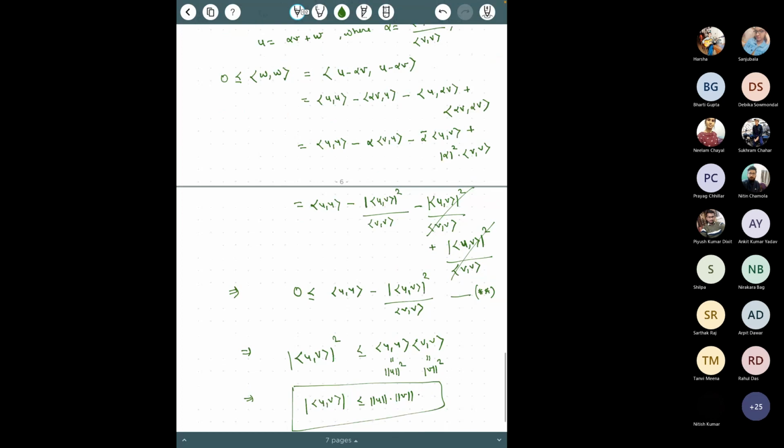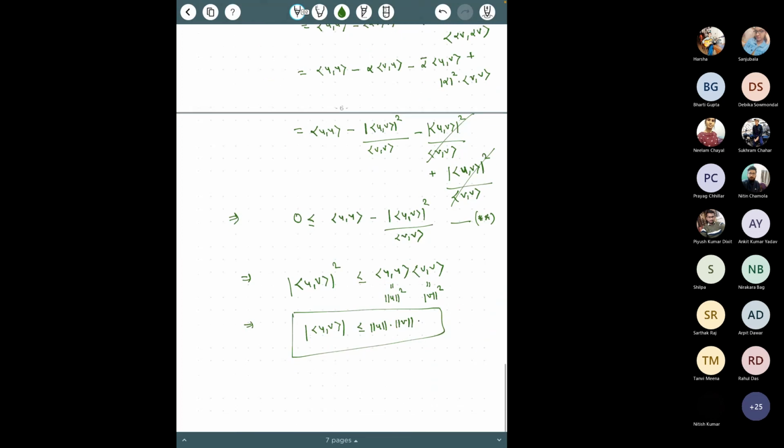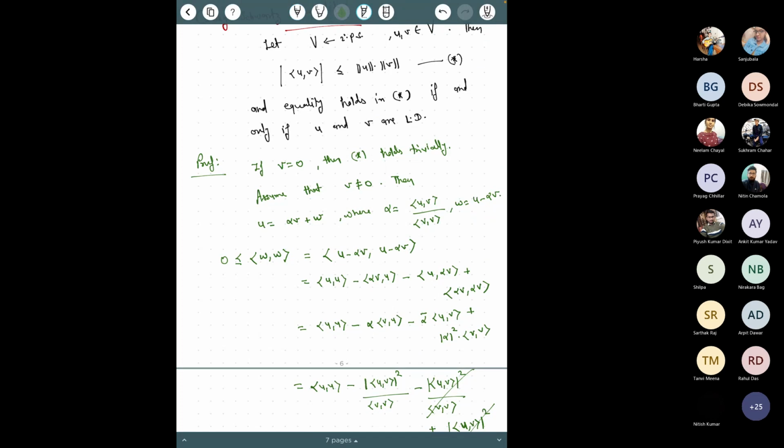So you can see that we have not assumed anything. We just used the fact that V is non-zero. If V is non-zero, then we can do this and we can prove the inequality. So this proves half of the result. That means up to this we have proved.